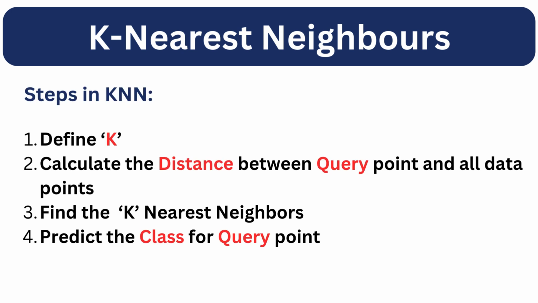Let's break down how kNN works step by step. Number 1. Choose the number of neighbors. Number 2. Calculate the distance between the query point and all other data points in the dataset. Number 3. Identify the k nearest neighbors based on the distance. Number 4. Assign the query point to the majority class among the k nearest neighbors.